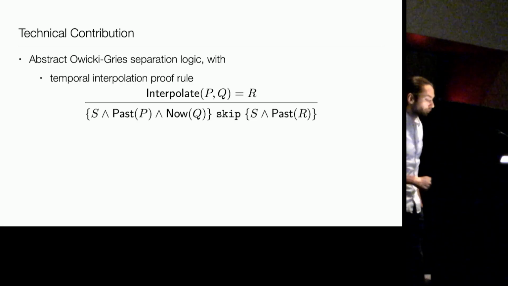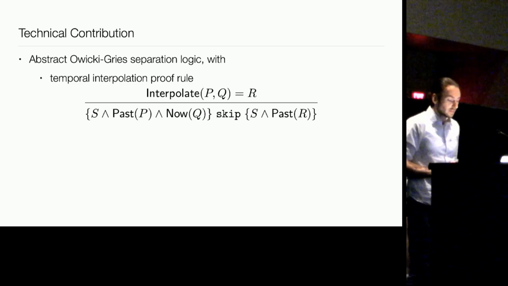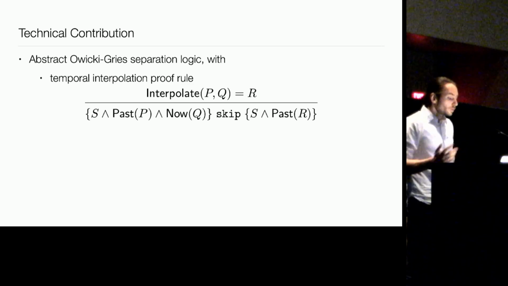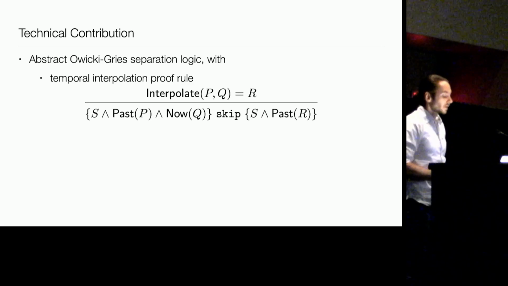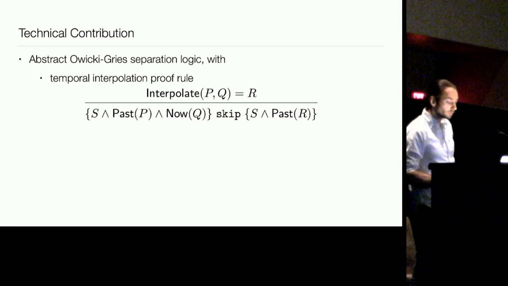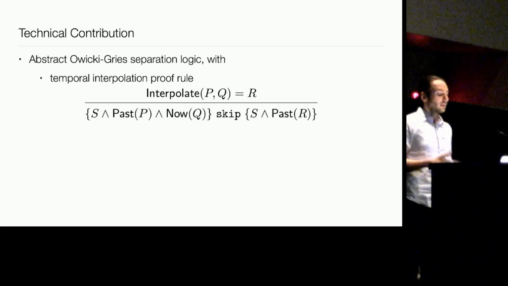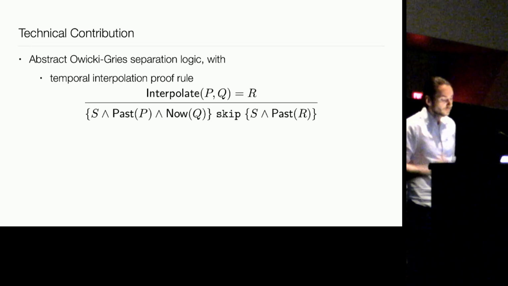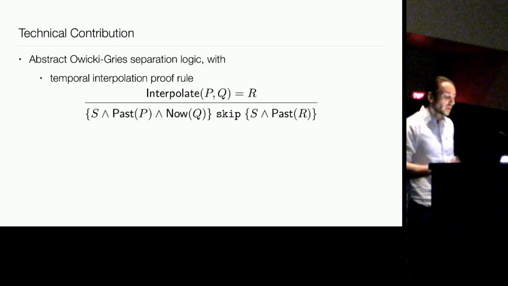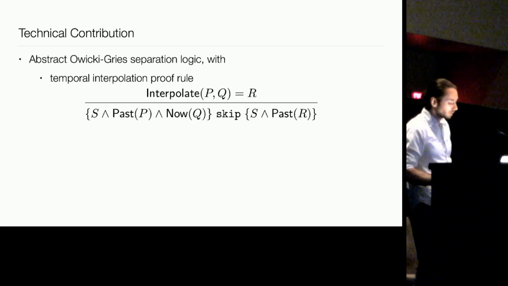temporal interpolation rule. And it does exactly what we've seen earlier in the example. If we know that some fact P was true in the past and Q is true now, we can derive a new fact R about the past of the computation if we can interpolate P and Q to this new fact R. We also give several ways to determine whether this interpolation is true or not.